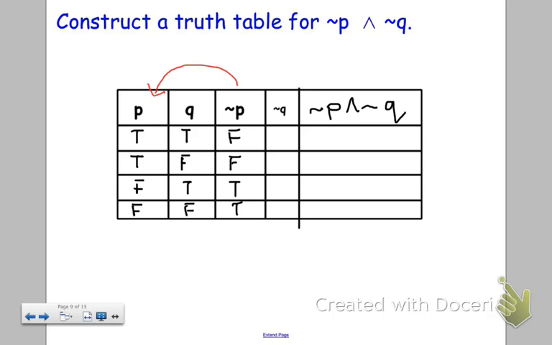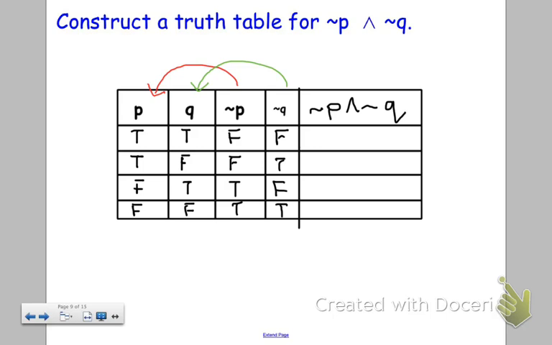My fourth column has a heading of not Q. So when I look at that, I need to reference back to my second column, which was the Q column. The first row of Q is true, so not Q will be false. The second row of Q is false, so not Q will be true. The third row of Q is true, so that third row of not Q will be false. And that fourth row of Q is false, so that fourth row of not Q will be true. So my not Q column reads false, true, false, true.